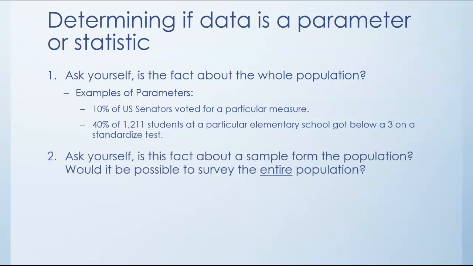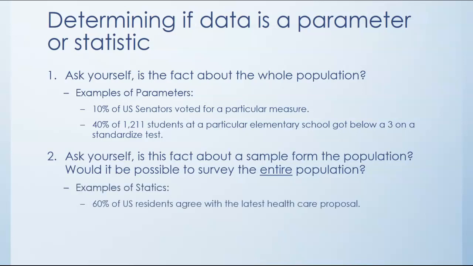The second thing is to ask yourself, is the fact about a sample from the population? Would it be possible to survey the entire population? One of the key things when you're talking about parameter versus statistic is to look at the wording of the question. Typically it will tell you exactly what you're looking for. A lot of times you'll see things like a portion of the population, or they'll say a sample of something, or just the idea that you cannot, without being very cumbersome, actually survey the entire population.